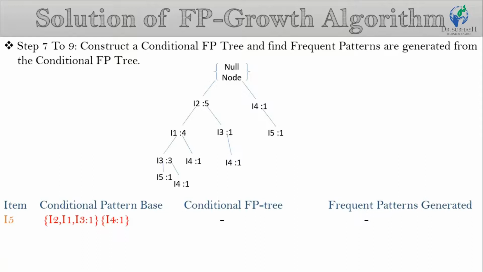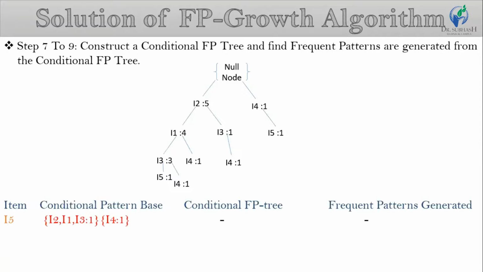So we can write I2, I1, I3 with count 1, and the second branch is I4 with count 1, meaning I5 occurs one time in these two branches. Now I2, I1 and I3 is not considered as it does not meet the minimum support count. So it is deleted in the conditional FP tree and frequent pattern generation.